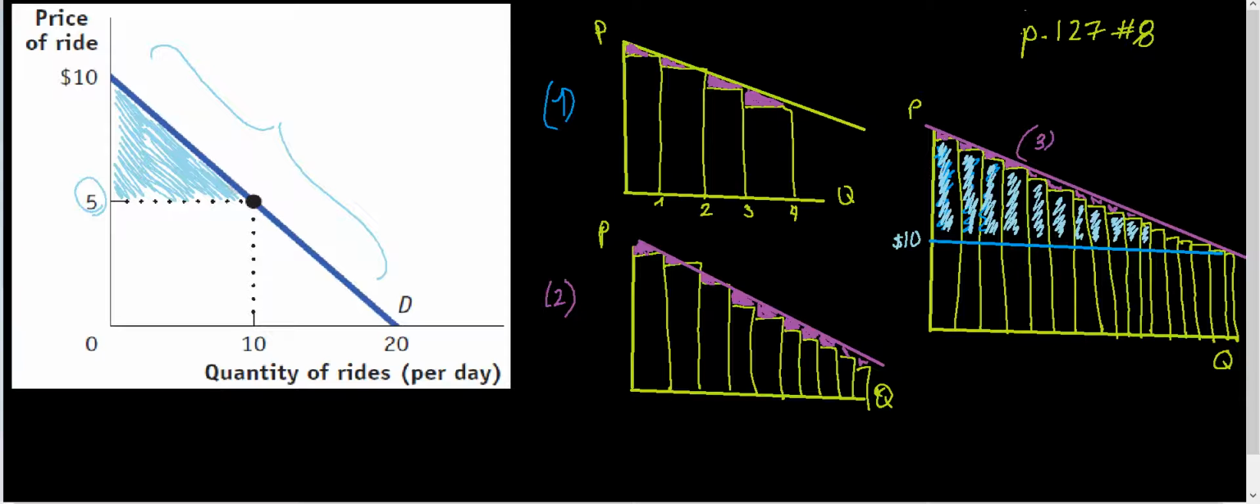If you remember, the area of a triangle is equal to 1/2 the base times the height. In this case, we have a base of 10 and a height of 5, so that when we plug that in, we have 5 times 5, which is 25. That is going to be our consumer surplus.